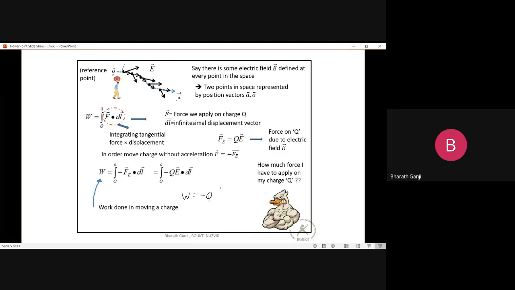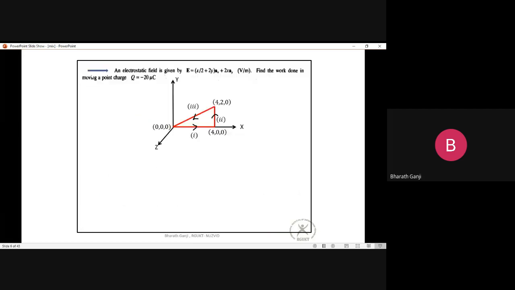సో ప్రస్తుతానికి డెఫినేషన్ అయితే ఏంటంటే, నేను ఎలక్ట్రిక్ ఫీల్డ్కి ఎగెనెస్ట్గా వెళ్తే దెన్ ద వర్క్ డన్ ఈస్ గివెన్ బై లైక్ దిస్ అని రాసుకున్నాను ప్రస్తుతానికి. వర్క్ డన్ ఈస్ నథింగ్ బట్ 0 to A bar minus Q times of E bar dot DL bar. సో ఇక్కడ చూడండి, ఇక్కడ ఒక ప్రాబ్లం ఉంది.